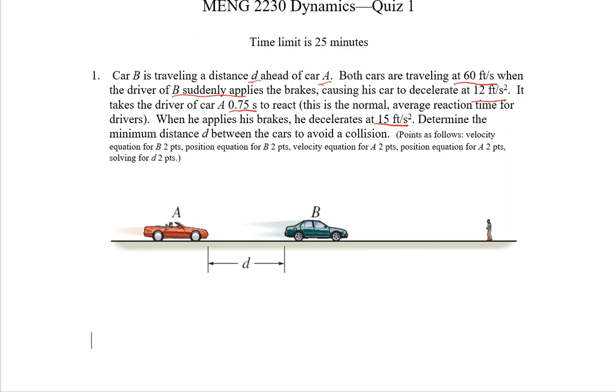Alright, and then there's a little rubric, so we get velocity equations and position equations for both vehicles. We get 2 points each, and then solving for d we get our final 2 points, for 10 points.